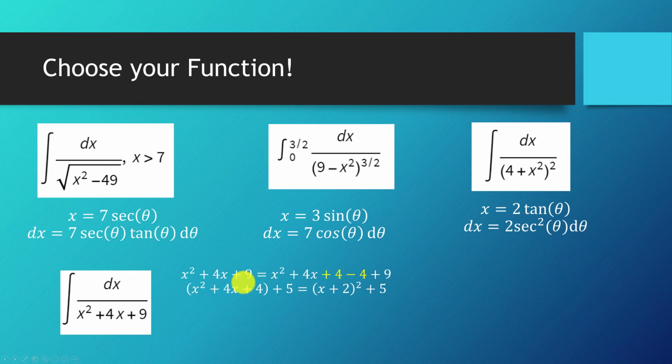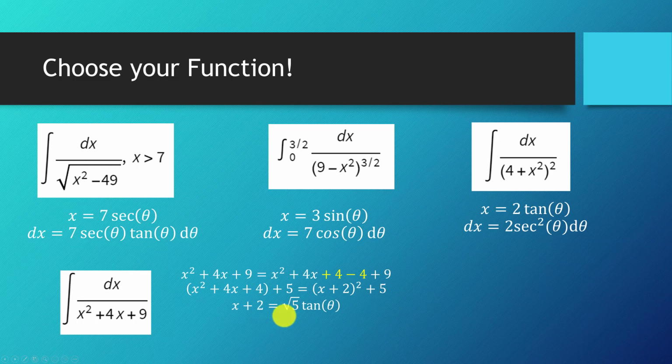Then we're going to regroup it as x squared plus 4x plus 4 in parentheses plus 5, combining the negative 4 and the 9. And then factoring that x squared plus 4x plus 4 into x plus 2 squared. From here, I'm going to say this entire thing, x plus 2 squared, is square root 5 tan theta. We know it's going to be tangent because we see an addition sign there. And we know to put square root 5 in front because of that plus 5 at the end.